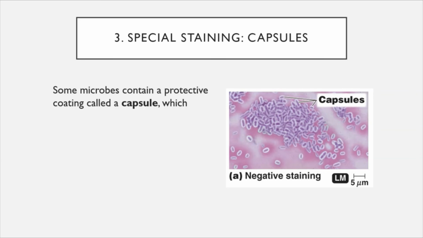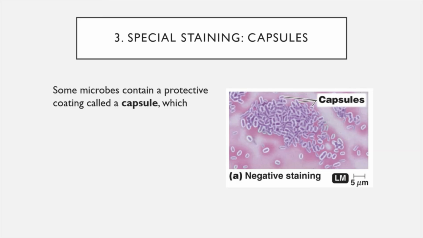So at this point, we have covered simple staining and we've covered differential staining. The last type of stain that we need to talk about is actually a group of different types of stains that are considered special stains. Special stains are used to identify specific structures within bacteria. So we'll talk about 3 examples of special stains, starting with a stain for capsules.